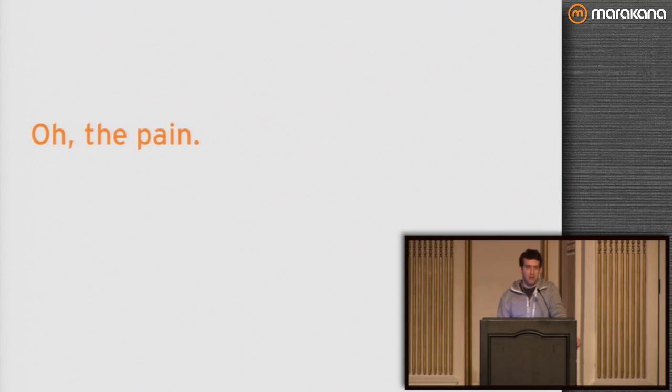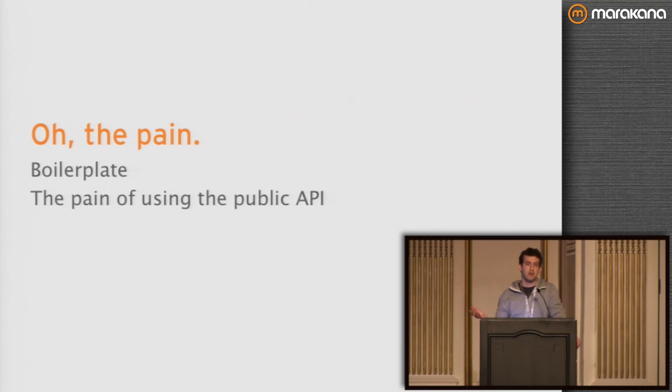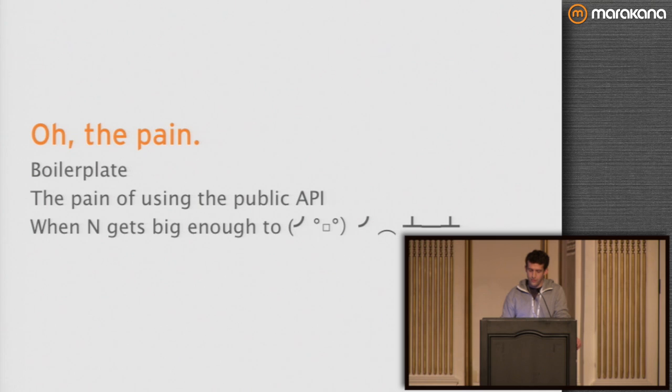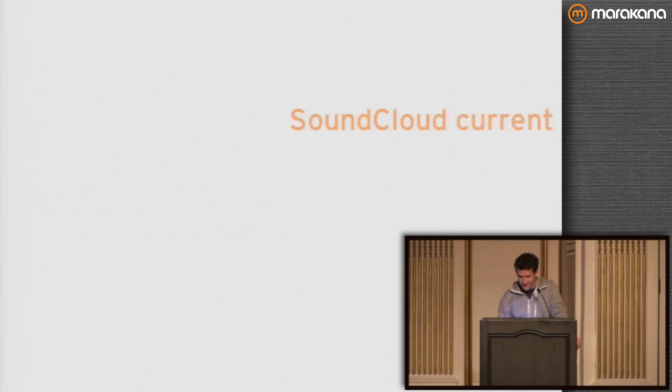So what are the pains that we're going to talk about here? The first one is this boilerplate issue that a lot of people come across with Backbone. The pain of using a public API. I think this was specific to our case, but I know this is a trend in a lot of companies who are using single-page applications. And when n gets big enough to flip tables or cause frustration, however we pronounce this character.